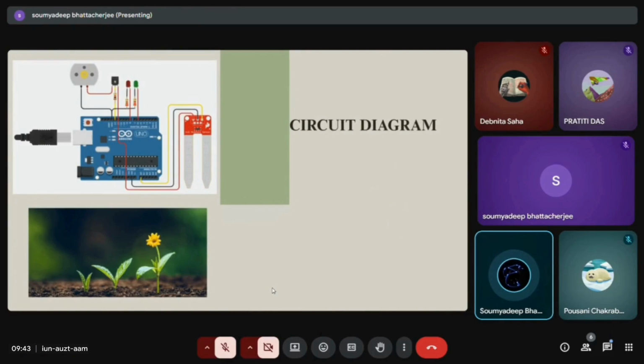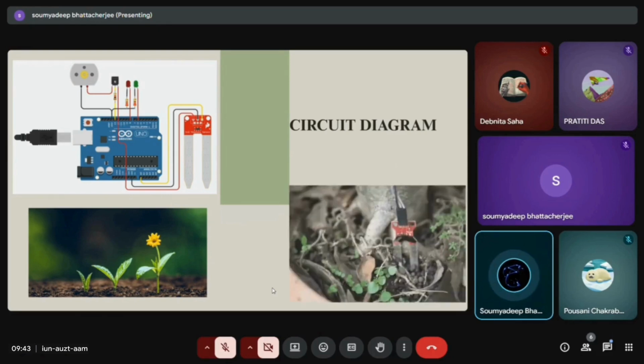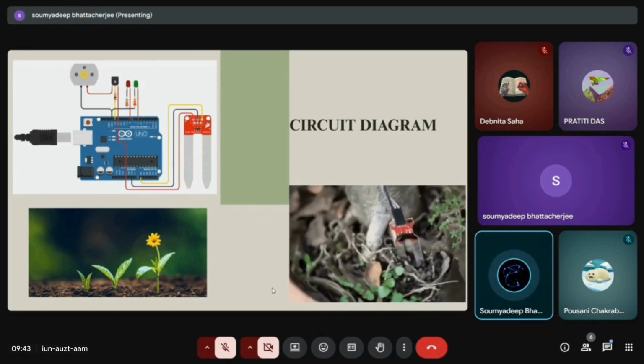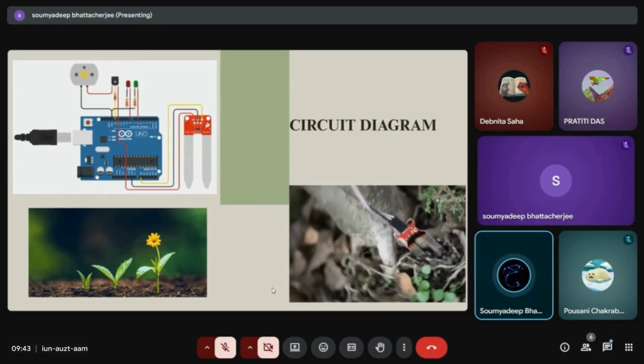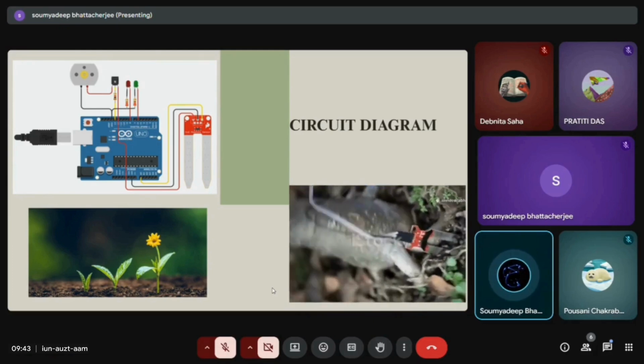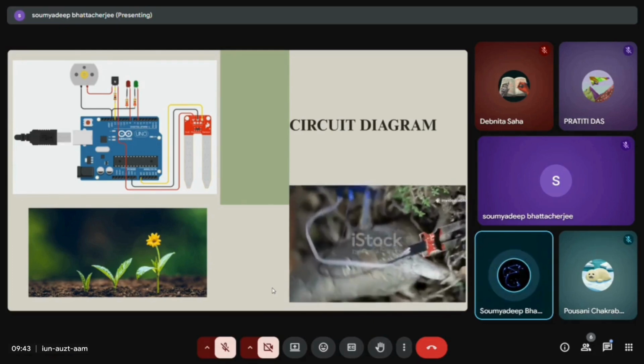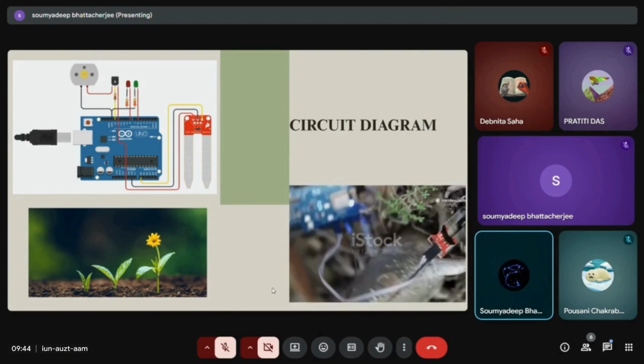Moving from a component list to a functional system requires a clear plan, which is our circuit diagram. This diagram is essentially the blueprint that guides the physical wiring and ensures proper signal flow. Let's trace the connections and understand the logic behind them.